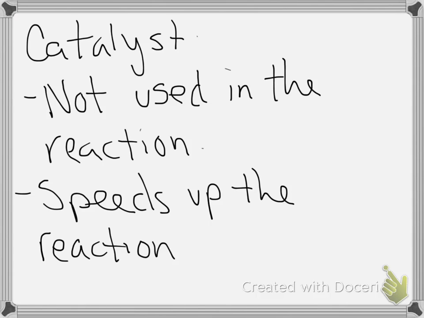The next part is a catalyst. Catalysts are chemicals that you add to a chemical reaction. They're not used in the reaction, and they are specific to that reaction. So, for example, manganese dioxide is specific to the decomposition of hydrogen peroxide. You add it, it speeds up the reaction. If you add manganese dioxide to any other chemical reaction that you want to speed up, it's not going to do anything like it does for hydrogen peroxide.